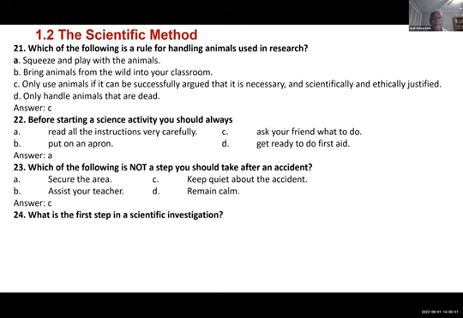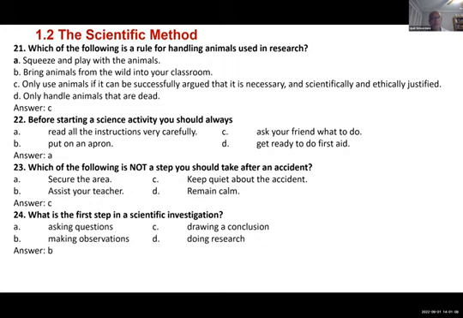What is the first step in a scientific investigation? Observations. Asking a question is not the first step. Drawing a conclusion. Making an observation. That is the observation. Answer is B.